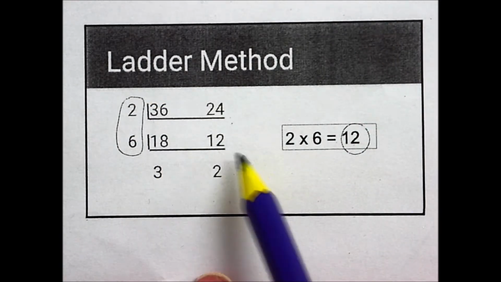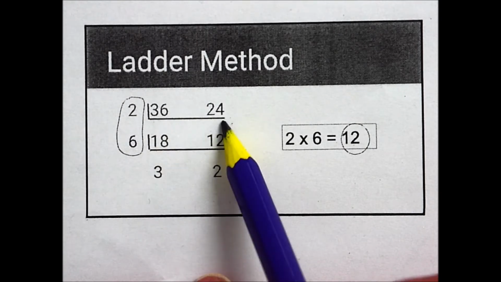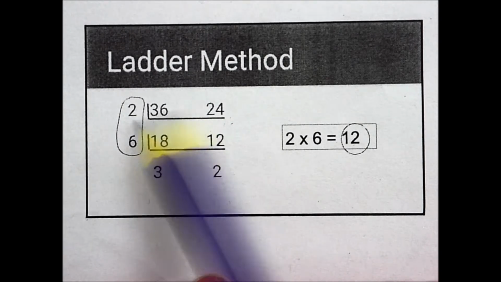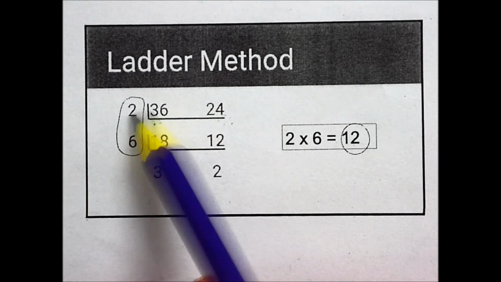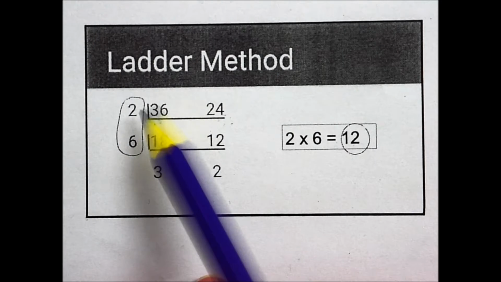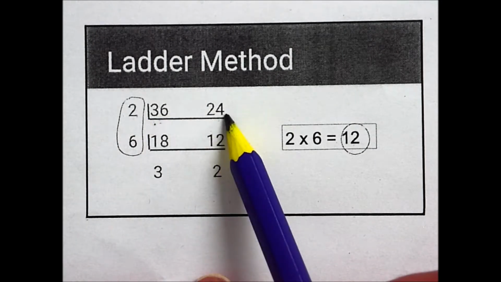In this particular problem, I was finding the GCF of 36 and 24. So I started with the 2 because I noticed that they were both even. 2 times 18 was 36, and 2 times 12 was 24.